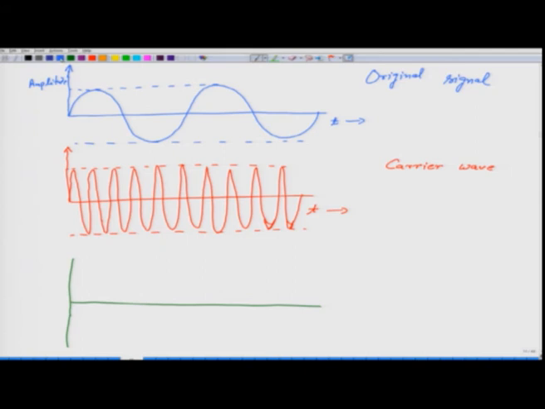So, let me draw a line first. This will guide me what portion of the wave lies in the upper or lower part of the vertical axis. So, my amplitude modulated wave will look like this.